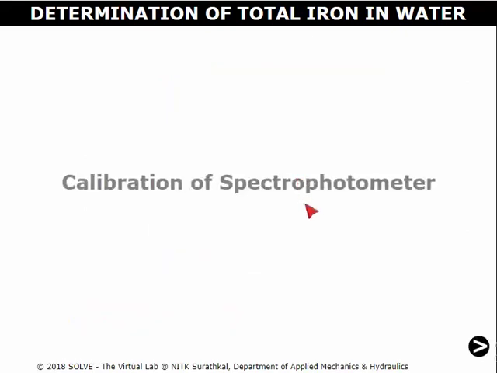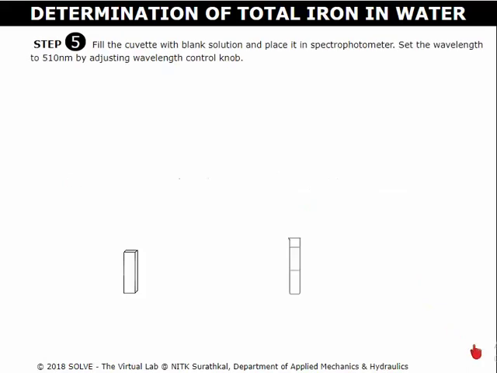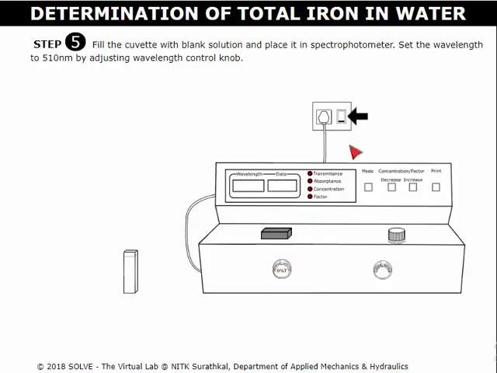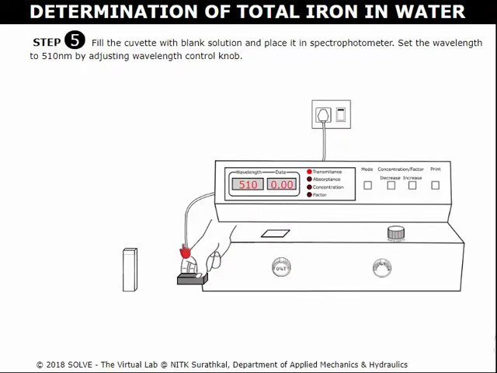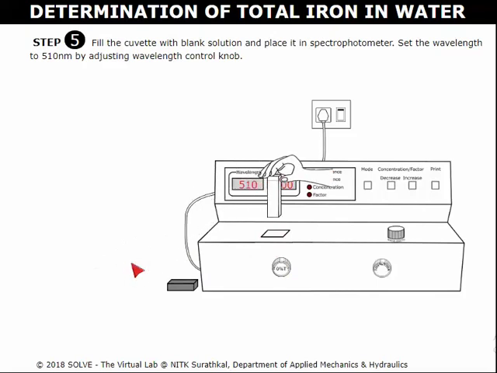Calibration of spectrophotometer. Click on the Nessler tube to fill the cuvette with blank solution. Switch on the spectrophotometer. Click on the wavelength knob to adjust the wavelength to 510 nanometers. Click here and place the cuvette in its position in the spectrophotometer. Close the lid.